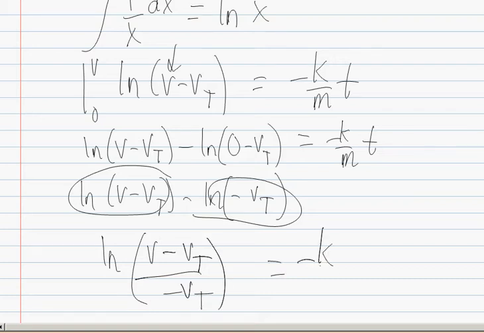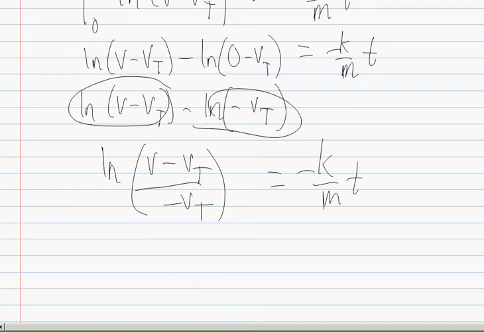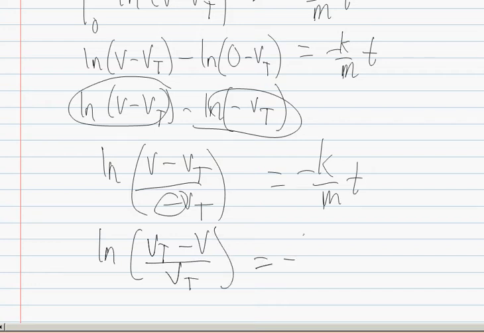Again, that equals negative k times m times t. I'm going to actually reverse this because I have a negative here to get rid of it. Multiply both sides by -1. I'll get the ln of the terminal velocity minus the velocity over the terminal velocity equals negative kmt.